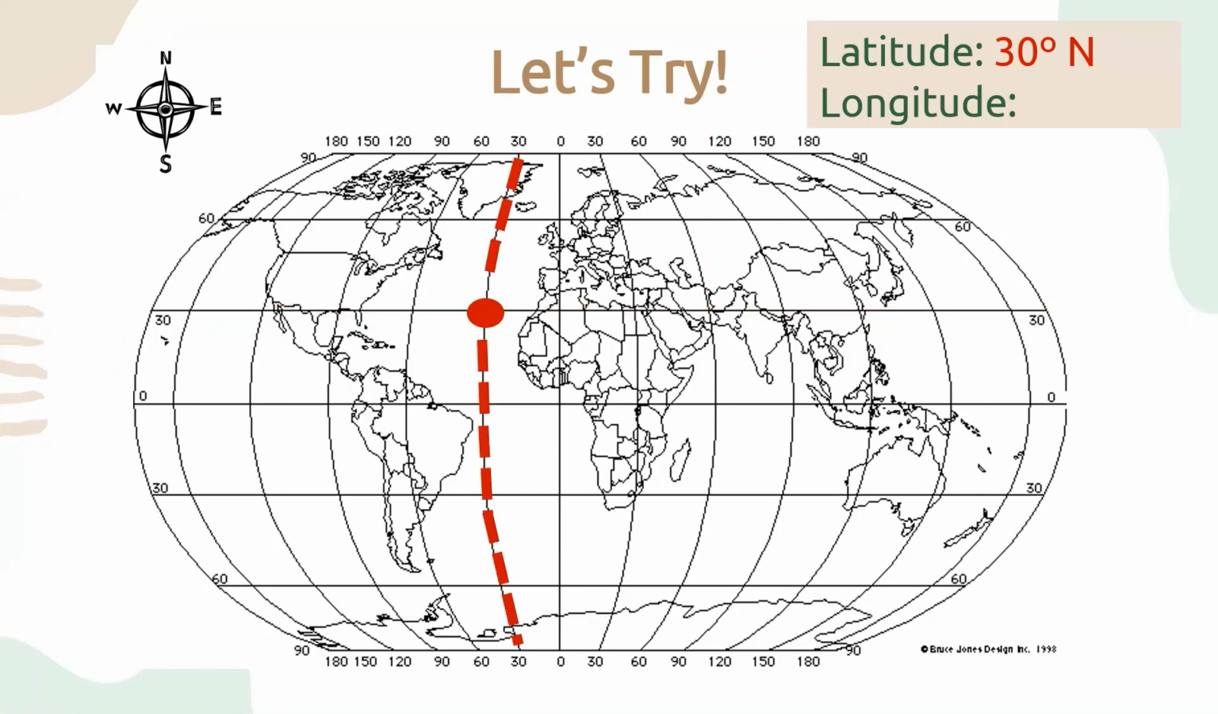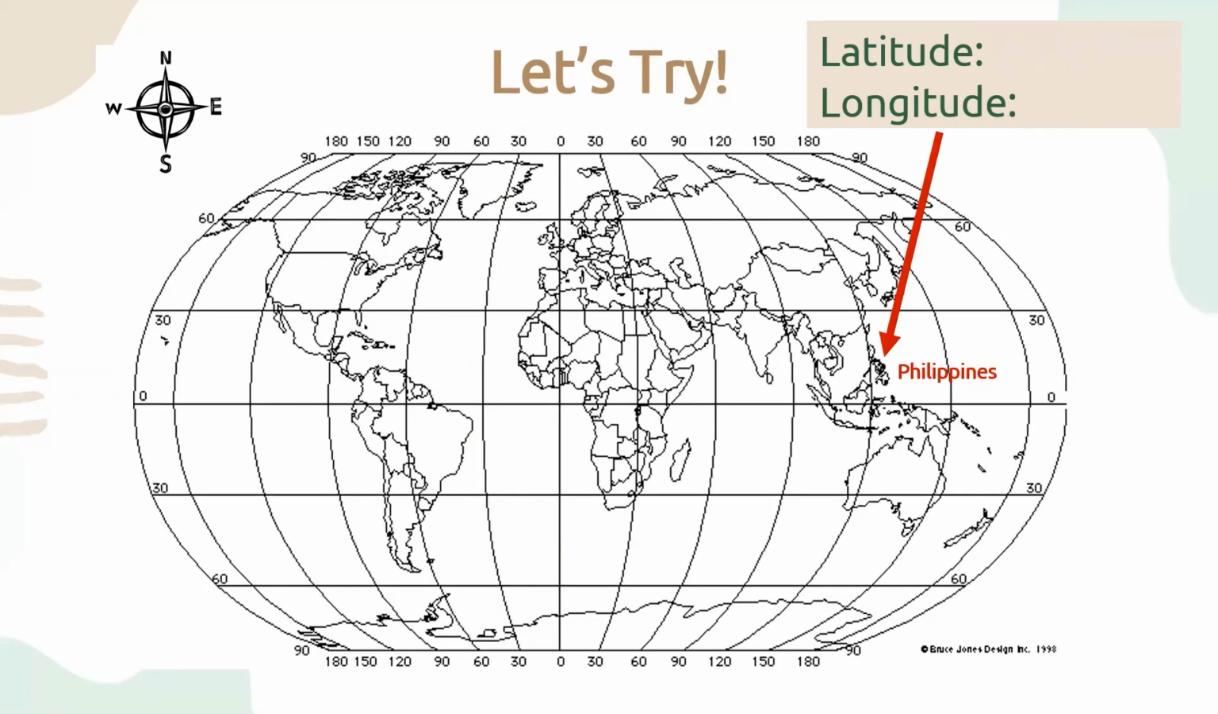Let's proceed with the longitude. The longitude is a bit tricky since it is curved. Here, it lies on 30 degrees, right? Is it west or east of the prime meridian? Correct, it is west. So, it is 30 degrees west.